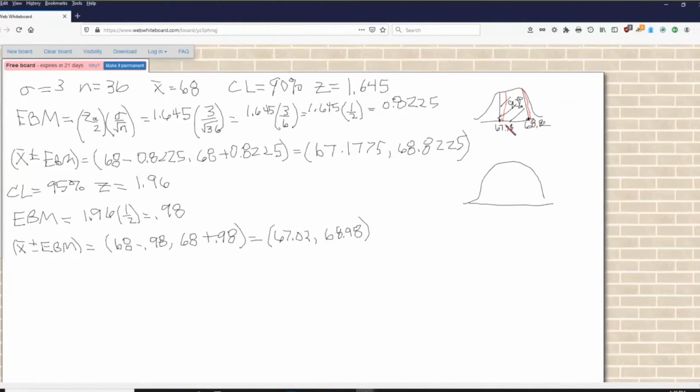Okay, any questions? So when we reduce our percentages, then our interval is going to get smaller, which is what we would expect.